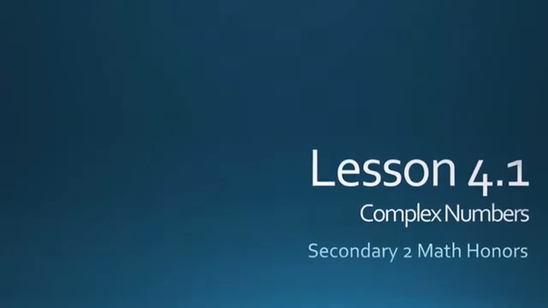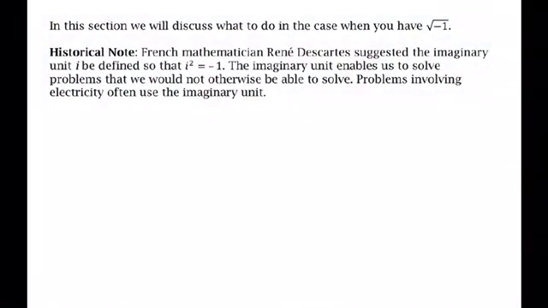This lesson is an introduction to complex numbers for secondary 2. So first we're going to talk about the case where you have the square root of -1. We've always been told before that that's an error, that it's not real, and that's true in the real number system. So we're going to talk today first of all about the imaginary number system.